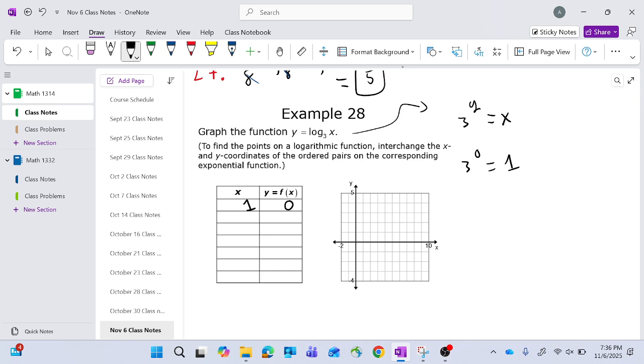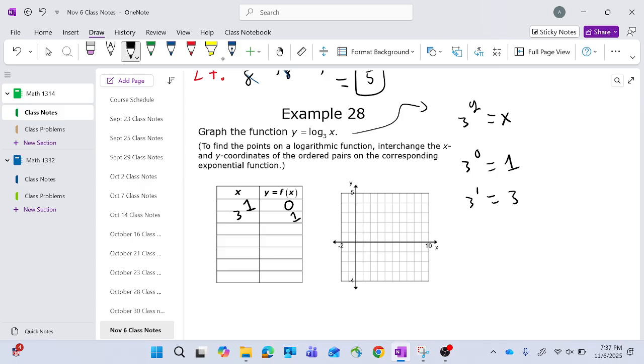And then when y is 1, you have 3 to the 1. Well, that's 3. So that's 3. Make sense, guys? So that's how you graph it.